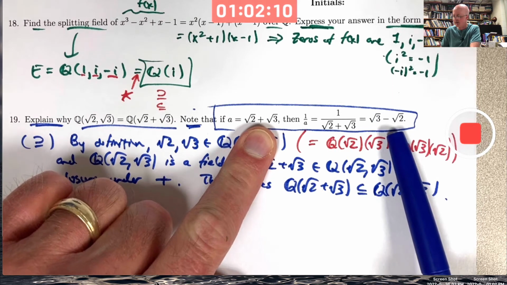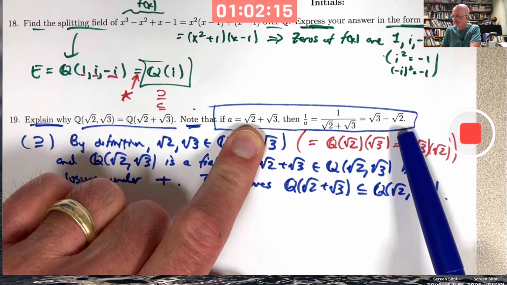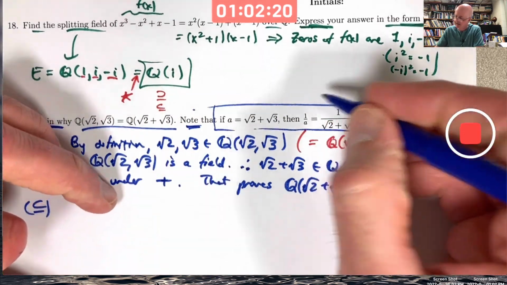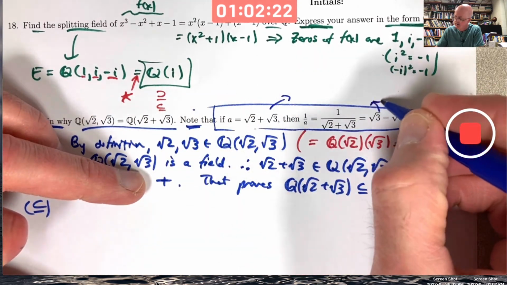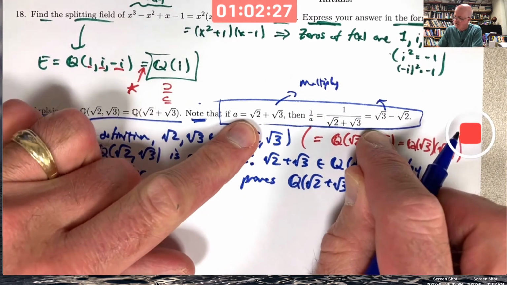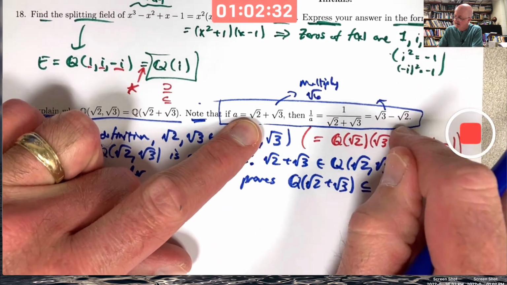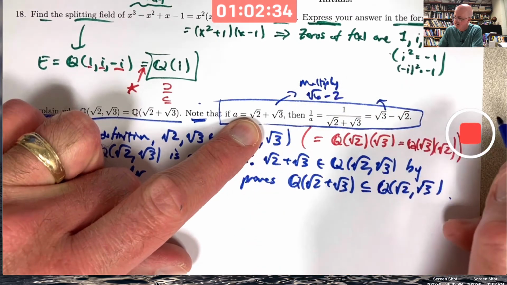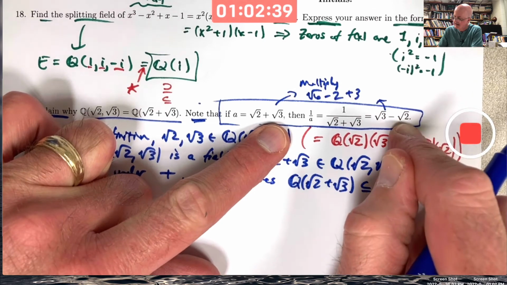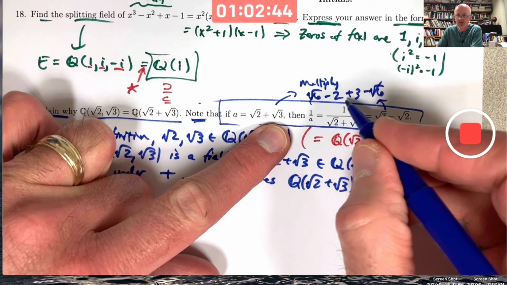Foil them. First times first is square root of 6. Outside times outside is minus 2. Let me go ahead and do that. Multiply. Square root of 2 times square root of 3 is square root of 6. Outside times outside is minus 2. Inside times inside is plus 3. Last times last is negative square root of 6. Those cancel, and then negative 2 plus 3 is 1.